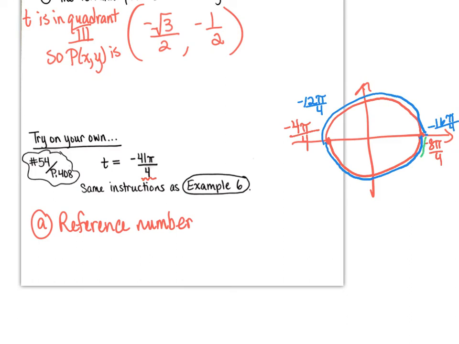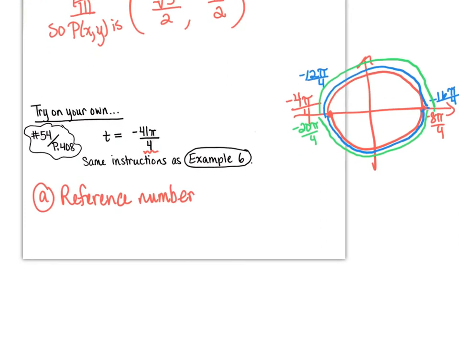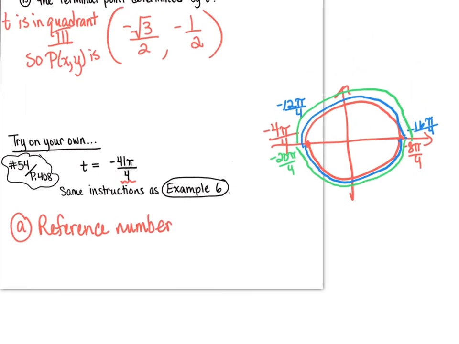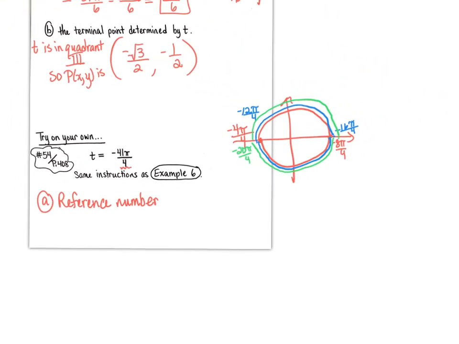Then we pick up from there, we go around, this is what? Negative 20 pi over 4. Then we keep going, this is what? Negative 24 pi over 4. Running out of room, let's see. There we go. We didn't say negative 25, what did we say? Negative 24. Negative 24 pi over 4.